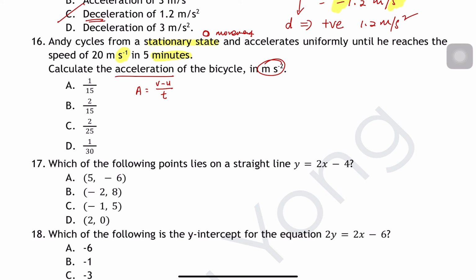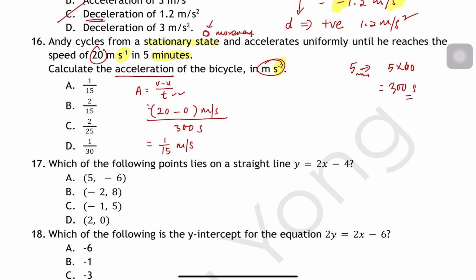The acceleration of the bicycle is in meter per second squared, which means for your 5 minutes, first of all, you need to multiply 5 by 60 to get 300 seconds. Then this 300 will be put into your T part. Your final speed is 20, so you use 20 minus your stationary initial speed, which is 0 meter per second, then over 300 seconds. By using this concept, you will get 1 over 15 meter per second squared as your answer. So 16 is A.